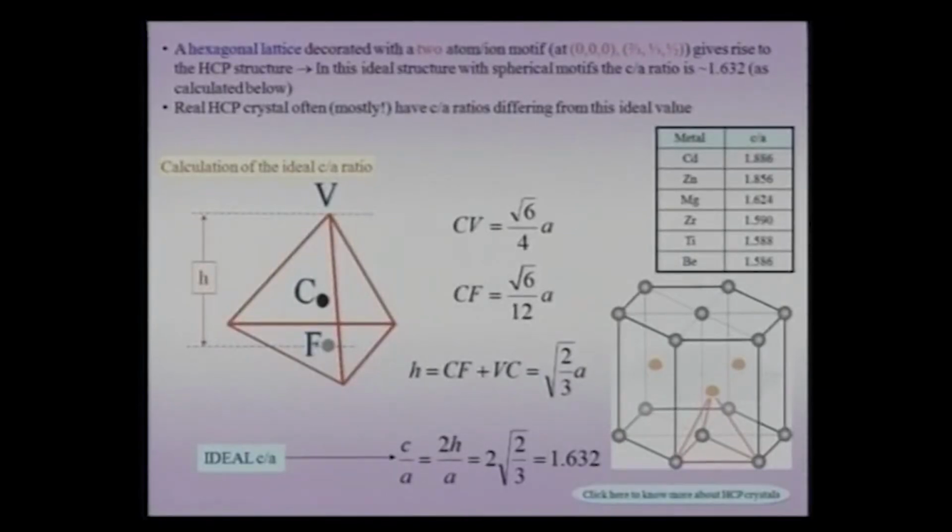and therefore if you have perfect spheres, there is a mathematical value for this C based on the atomic diameters. So now I have the hexagonal lattice decorated with the 2 atom motif at 0, 0, 0 and at 2/3, 1/3, 1/2. Now we will see that the ideal structure with spherical motifs has a C by A ratio which is 1.632. So let us see how this 1.632 comes about.